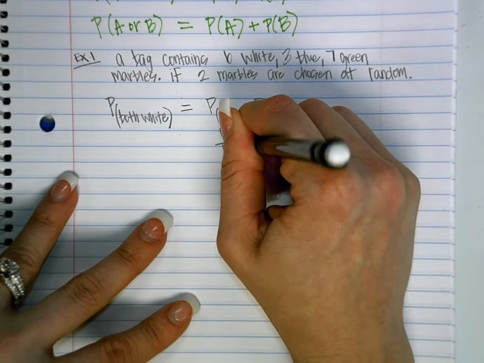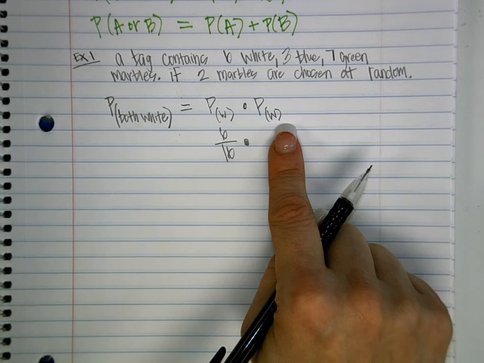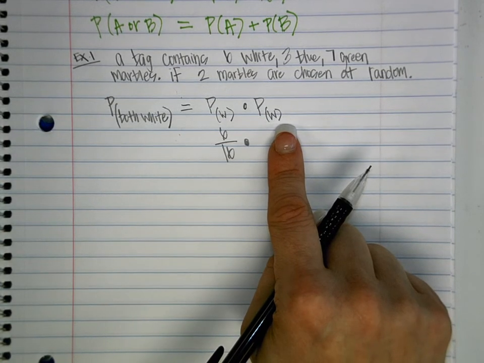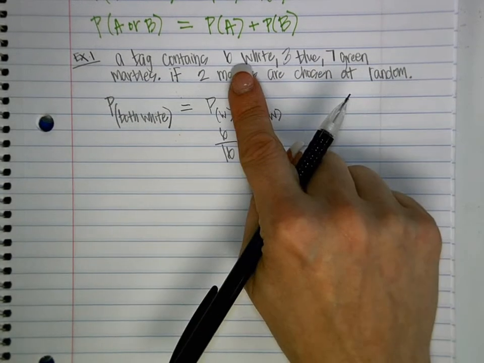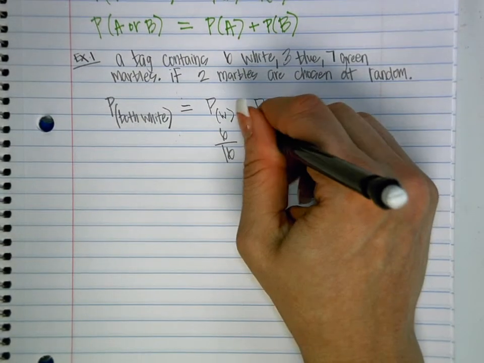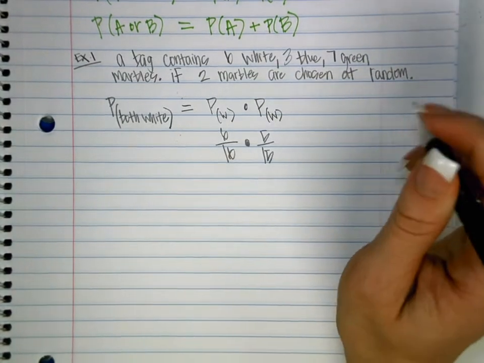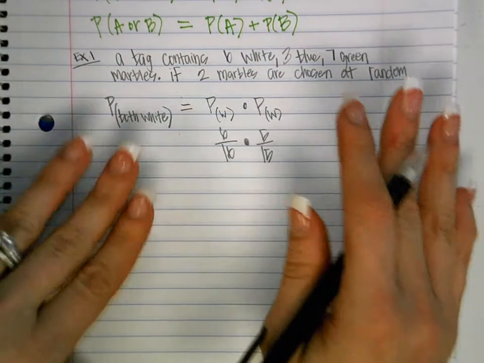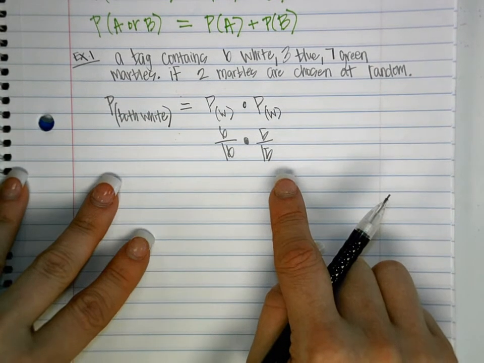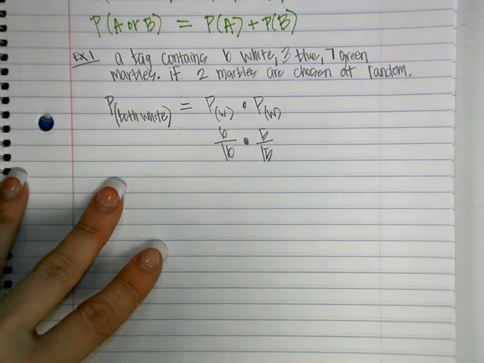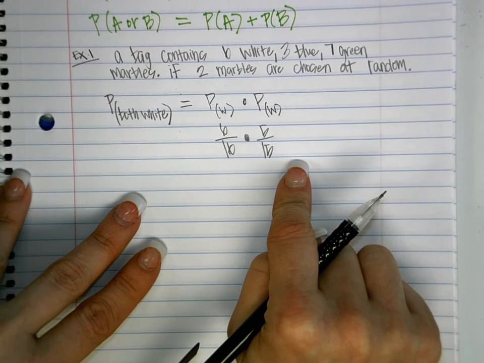Then multiplied by, what's the probability that the next one is white? Let's think about this. If you picked one of the white ones out, how many would be left? 5 whites out of a total of 15. So you have to reduce things each time. This is called without replacement. I'm not putting it back. I'm not replacing it.